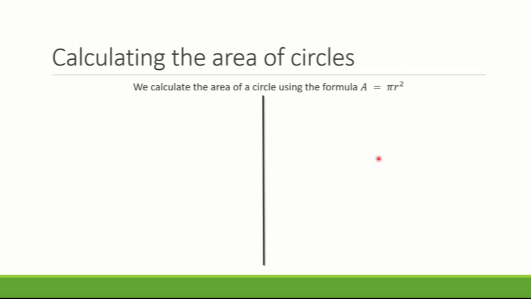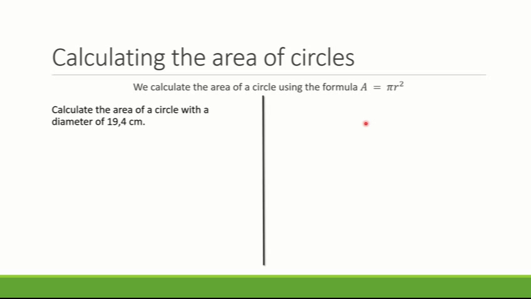Now for the area, we've got a new formula. We can calculate the area of a circle using the formula A equals pi r squared. So A stands for the area. We know what pi is for. We know the r is for radius. And the square means that we have to times the radius by itself in this formula.